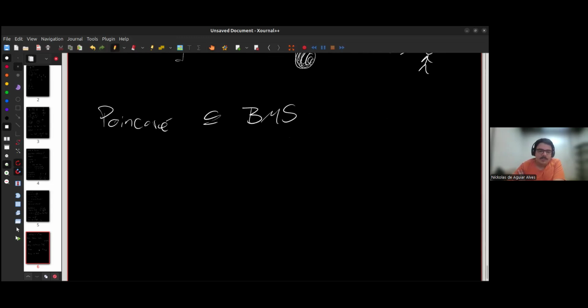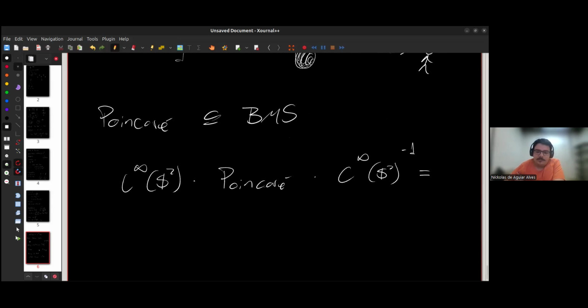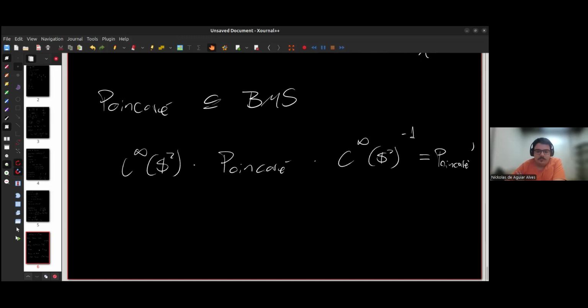So, for instance, if I take some element of infinity S2 and then I apply this on Poincare, and then I undo my infinity S2 transformation, this is going to give me something that is also Poincare, but it is different. So Poincare prime, so to speak. So I have many different copies of Poincare inside the BMS group, and I don't have really a preferred way of saying which one of them is the right one. So I'm forced to work with this larger group.